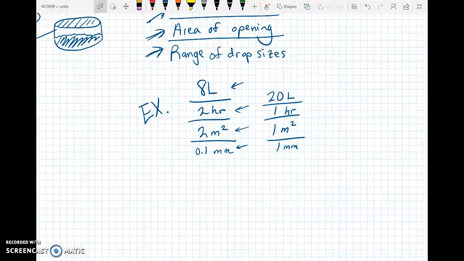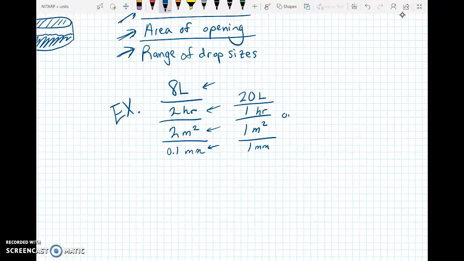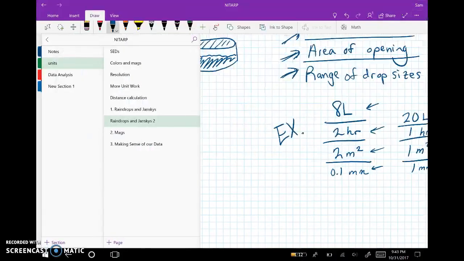So this is saying that I have collected 20 liters for every hour I was collecting water, for every square meter of bucket area that I had out there, for every 1 millimeter of drop size that I looked at. Another way I could write this is 20 liters per hour, meter squared, millimeter.